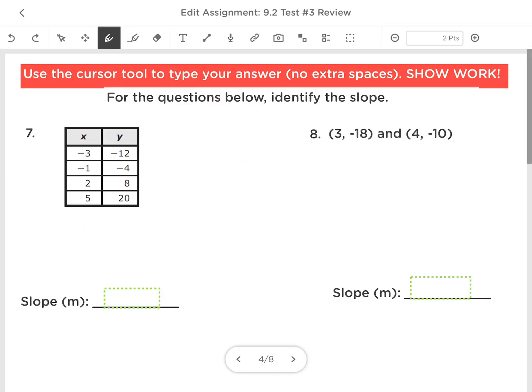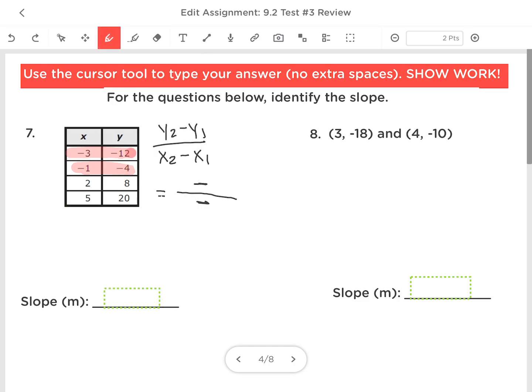Okay, looking at 7 and 8, we're given a table, we're given points. So when you're doing this, all you do is the formula. So our formula, y sub 2 minus y sub 1 over x sub 2 minus x sub 1. So from the table, I need to pick 2 points. So I'm going to go ahead and use this first point and the second point. Okay, so my formula, there's a line, there's 2 minus signs. I just plug in the numbers.